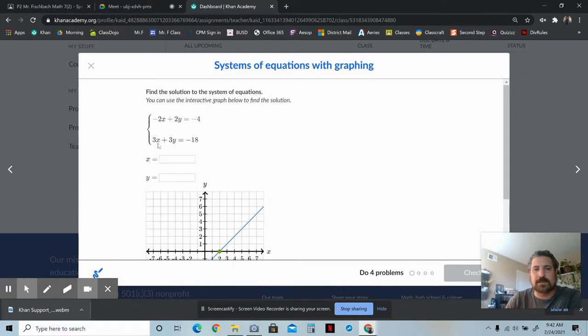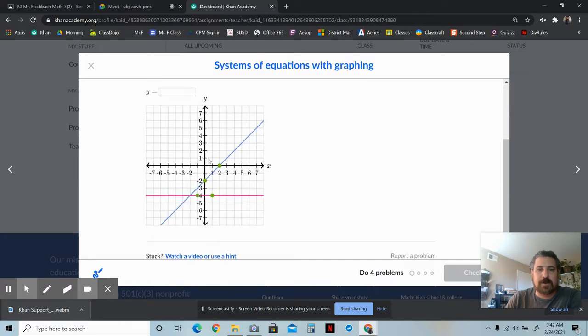The second line of the system is 3x plus 3y equals negative 18. So it looks like the x and y-intercepts are both going to be equal to negative 6, because if you plug in a 0 for y, you're going to get 3x equals negative 18, which is x is equal to negative 6. And same thing if you plug in a 0 for x. So both your x and y-intercepts are negative 6. So that would be negative 6 and negative 6.